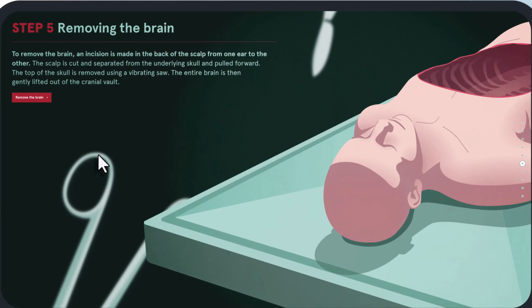Removing the brain. To remove the brain, an incision is made in the back of the scalp from one ear to the other. The scalp is cut and separated from the underlying skull and pulled forward. The top of the skull is removed using a vibrating saw. The entire brain is then gently lifted out of the cranial vault.